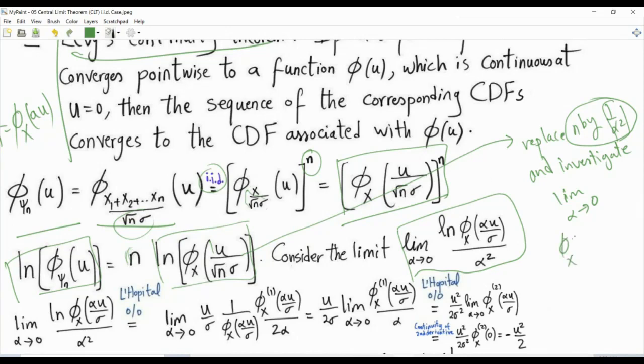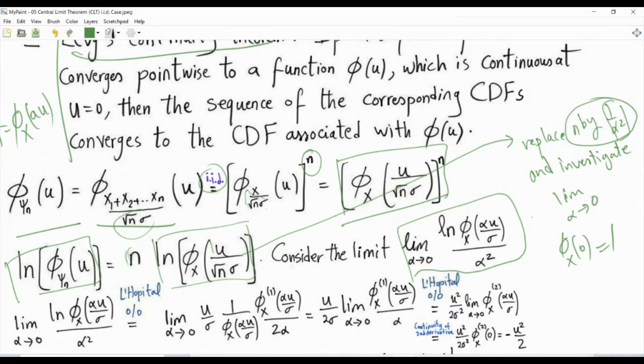What if you put u equals 0? 1, like the moment generating function. The moment generating function at t equals 0, the characteristic function at u equals 0, both are equal to 1. And what is the logarithm of 1? It's 0. So we are in a 0 over 0 situation.